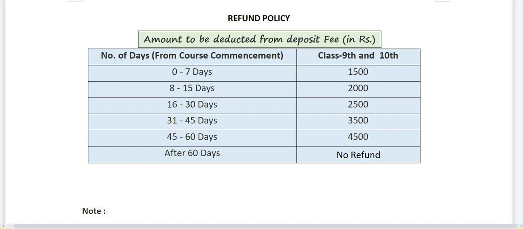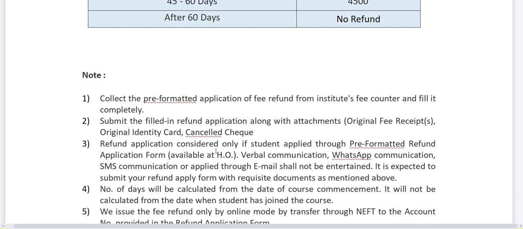Next, 8 to 15 days. Within 8 to 15 days, if you are not feeling comfortable, 2,000 will be deducted. 16 to 30 days, 2,500 will be deducted. 31 to 45 days, 3,500 will be deducted. 45 to 60 days, that means till 2 months, if between 1.5 months and 2 months a student is not comfortable and withdraws, 4,500 will be deducted and the rest will be refunded. After completing 2 months in the academy, no refund of the admission fee will be initiated if the student moves out.